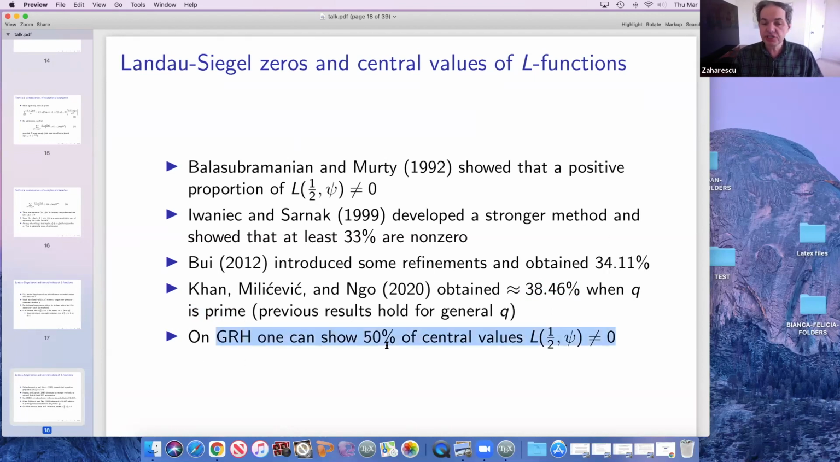And on GRH, it's known that at least 50% of central values are non-zero.